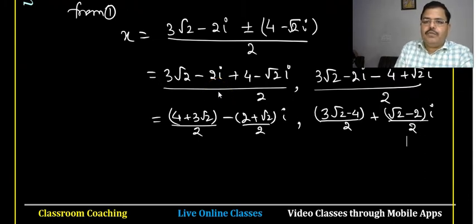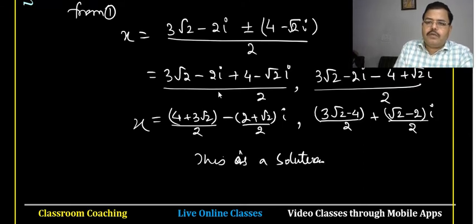So solution is, there are two complex solutions of the quadratic equation, and these are the solutions. This is the solution, right?